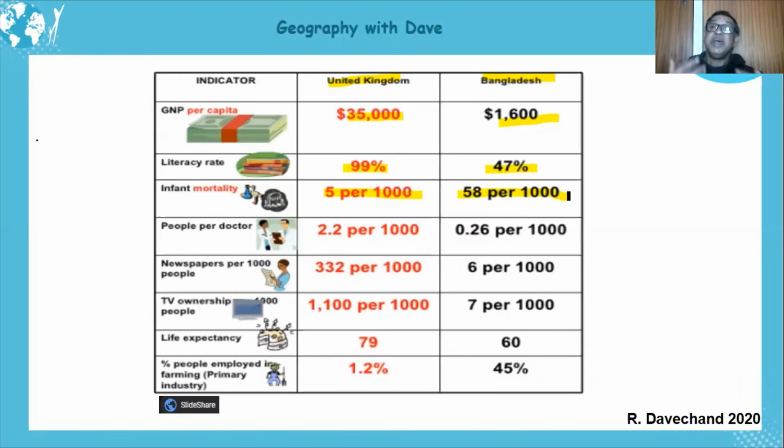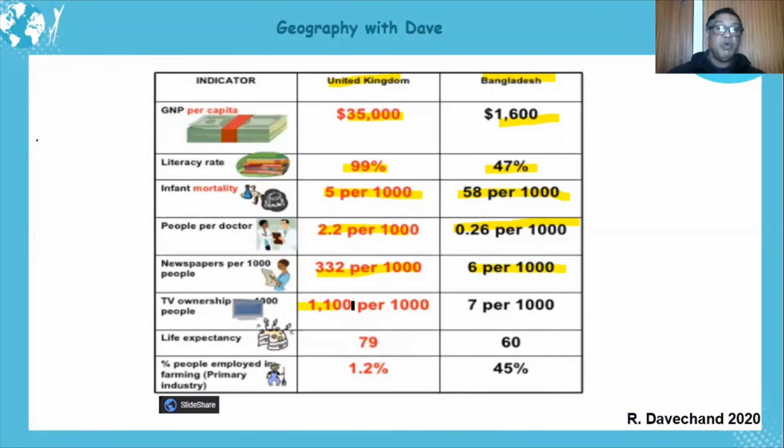Lack of healthcare or proper healthcare for all. You understand? They still will have private hospitals there, but many people won't have those facilities of top quality hospitals, etc. Doctors, look at this, 2.2 per 1,000, compared to 0.26 doctors per thousand. Newspapers read 332 per thousand. 6 per thousand for Bangladesh. Can you see the difference?